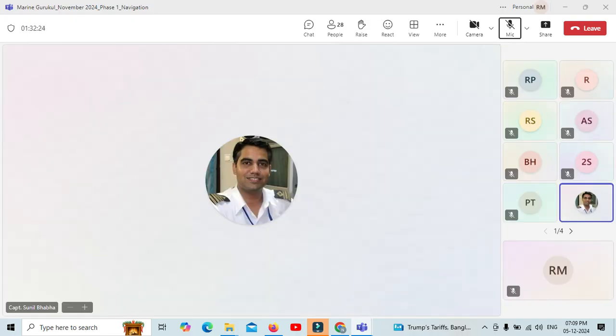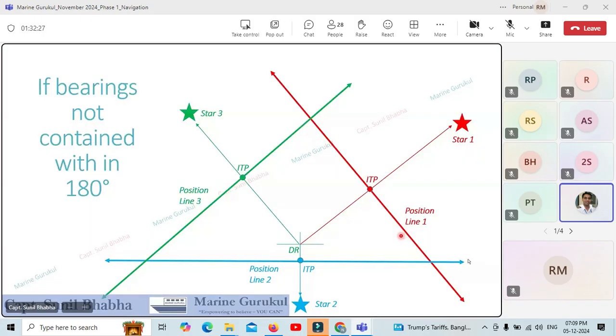The 3 position lines on the screen now: red color PL, blue color PL, and the green color PL, not intersecting at a single point but instead making a triangle. So this is a cocked hat.